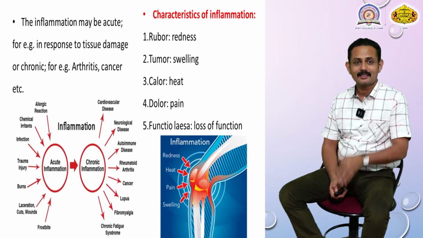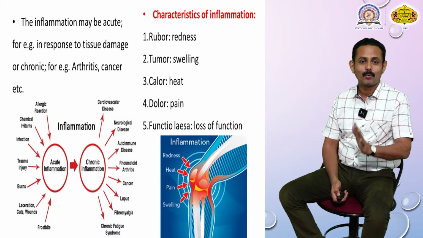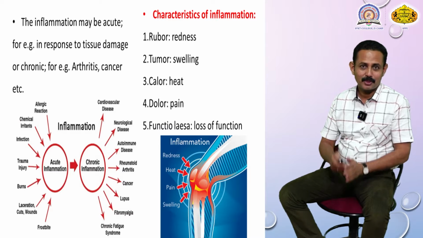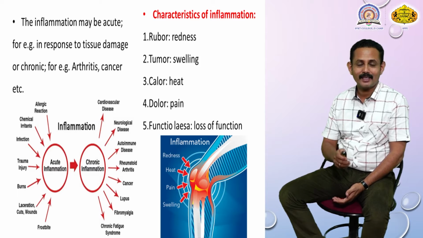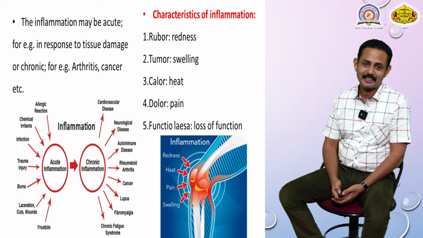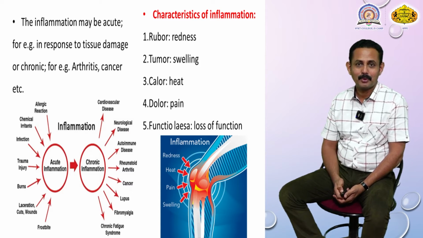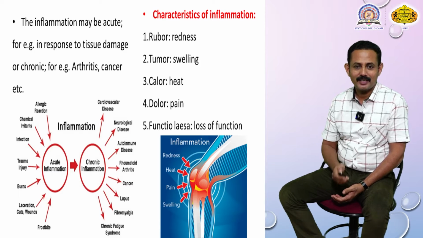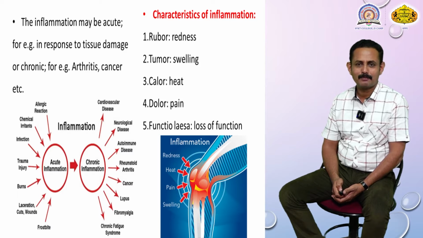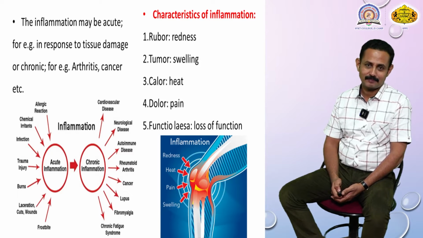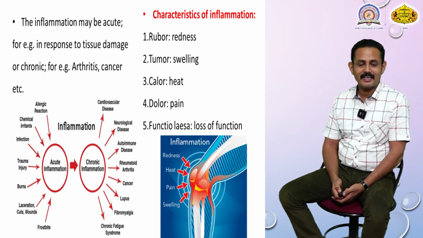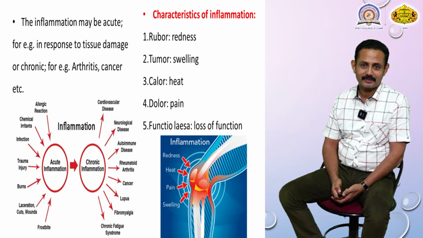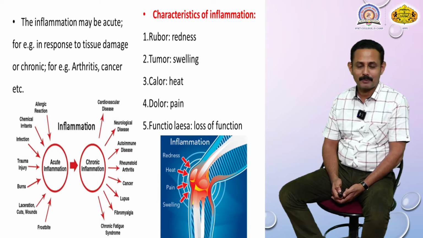Now this is the slide that shows what happens in inflammation. At your right side, the signs or characteristics of inflammation are explained in the picture below. When the damage takes place, what happens? The very first thing that takes place is redness. In clinical language, it is called rubor. After the redness, that area gets swollen, and that swelling is called tumor.